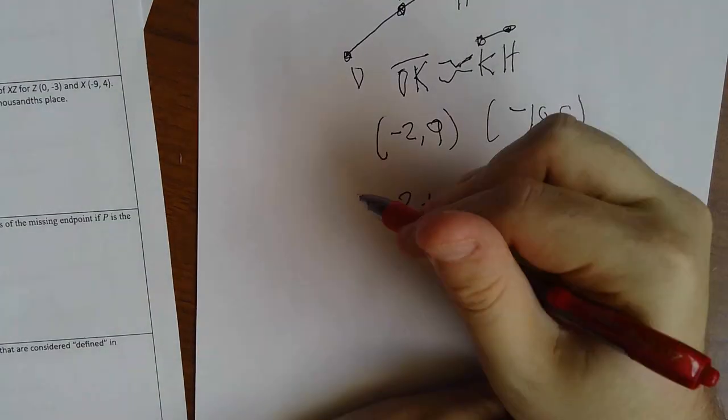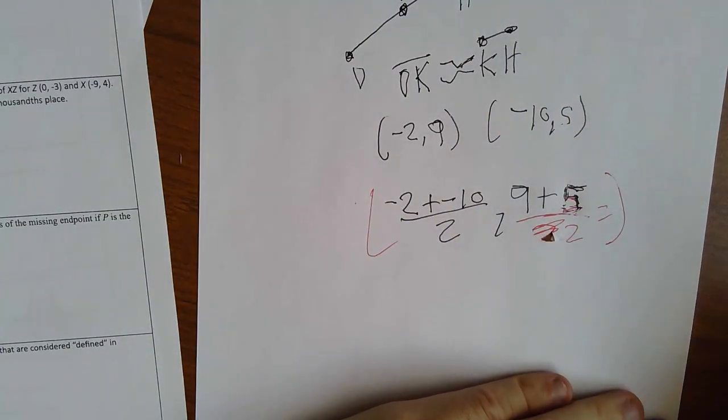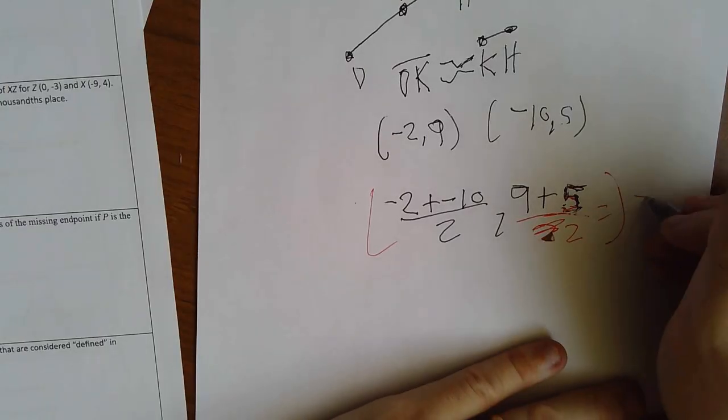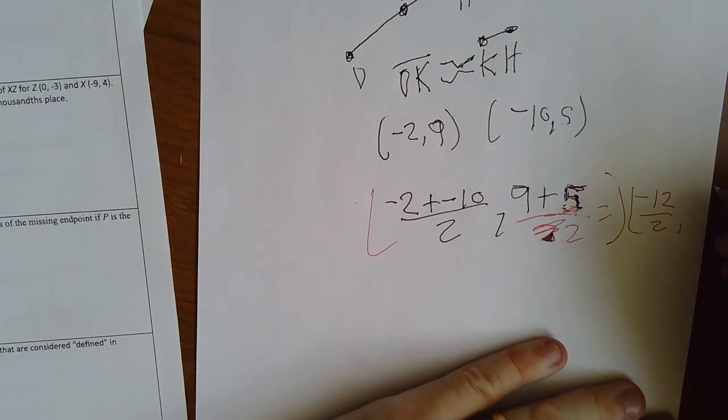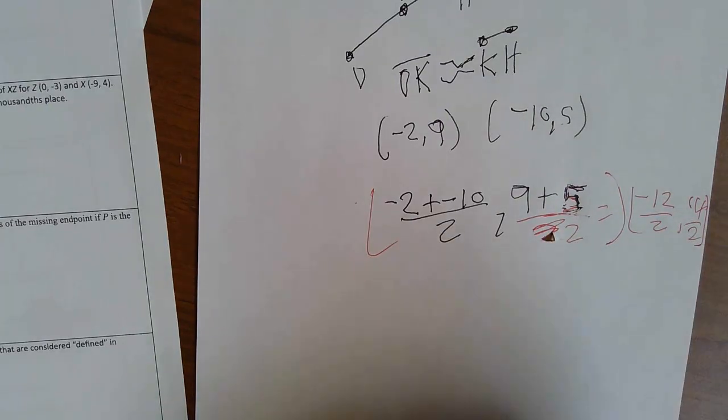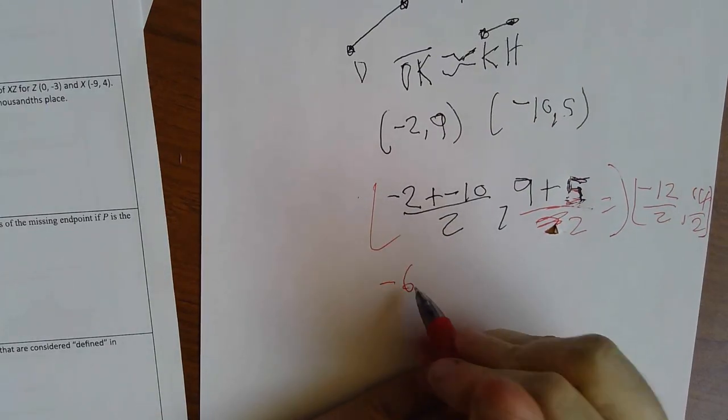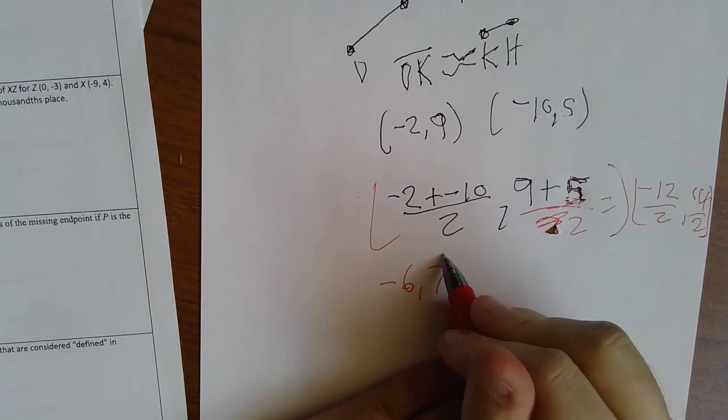Technical difficulties, it's fine. So -2 plus -10 is -12 over 2. And 9 and 5 make 14 over 2. And so my midpoint is going to be -6 and 7.